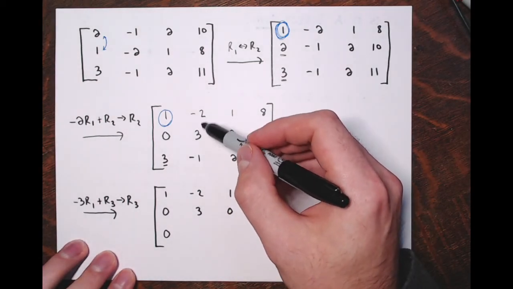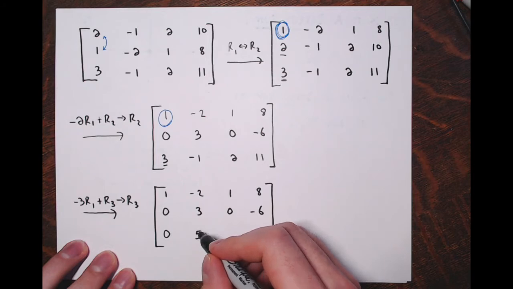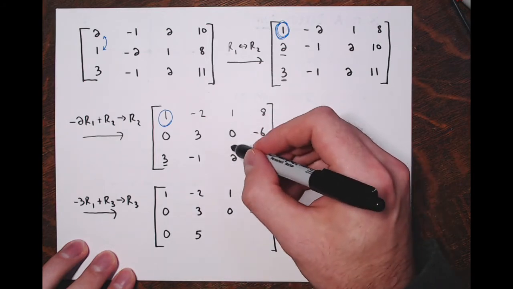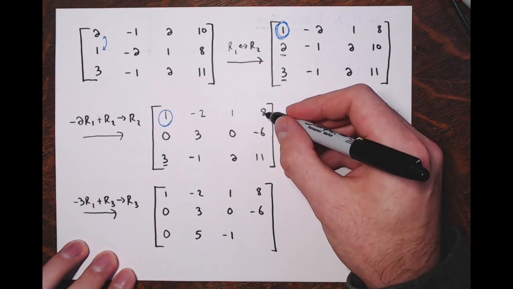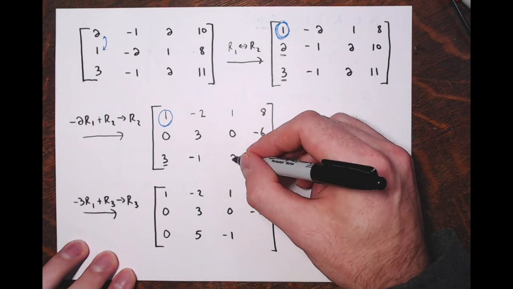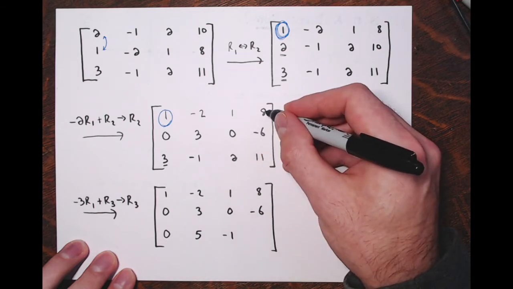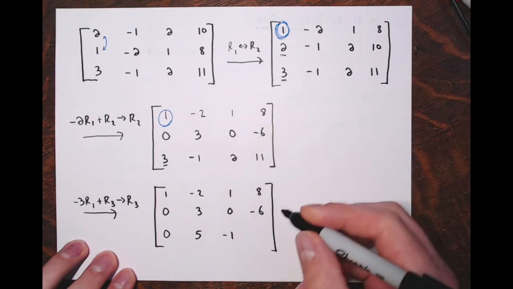Then 6 plus negative 1 is 5. Negative 3 plus 2 is negative 1. And then negative 24, negative 3 plus 2, right? Yeah. And then negative 24 plus 11, negative 13.